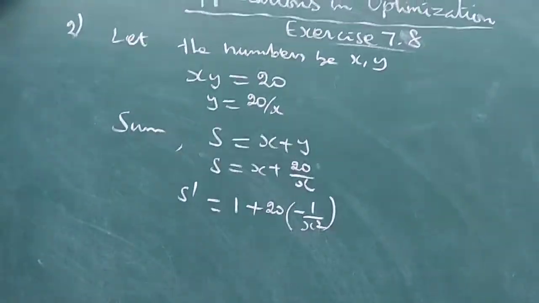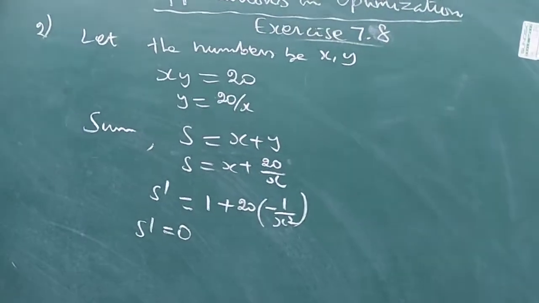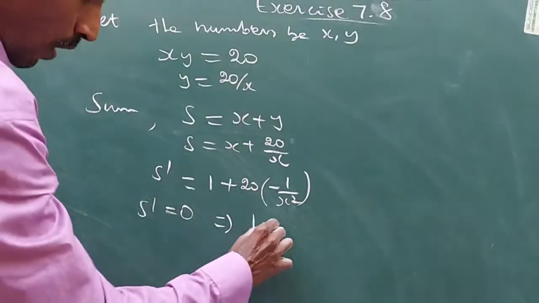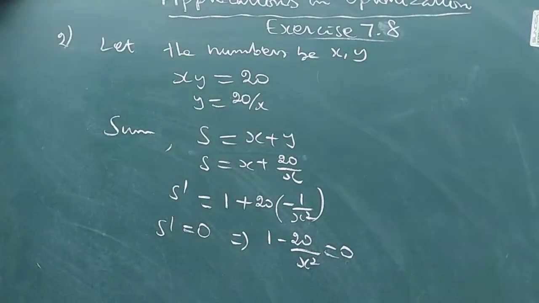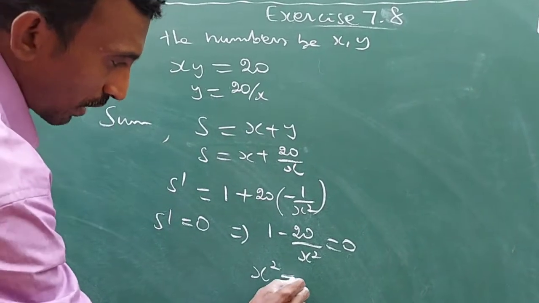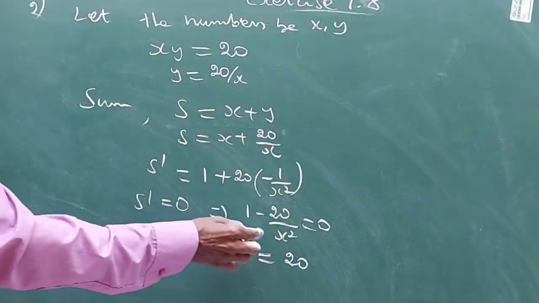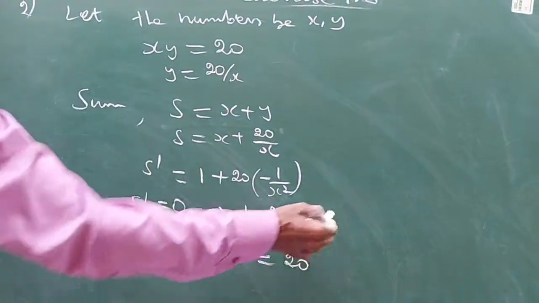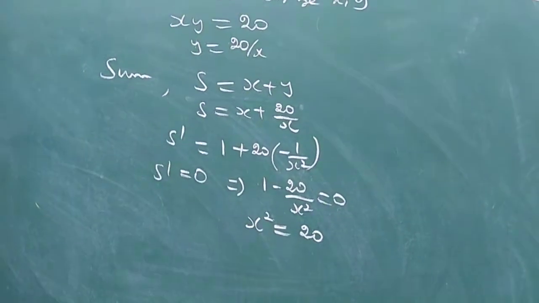Obviously equate the first derivative to 0. S dash equal to 0 implies 1 minus 20 by x square equals 0. I am writing directly: if we cross multiply, taking the LCM, x square minus 20 by x square equals 0, so x square minus 20 equals 0. X square equals 20.